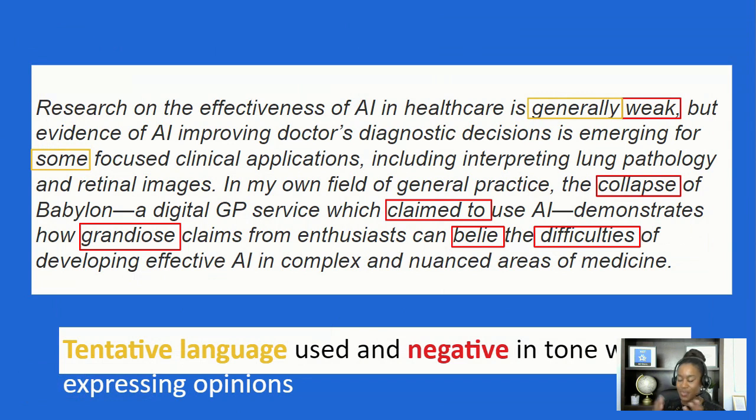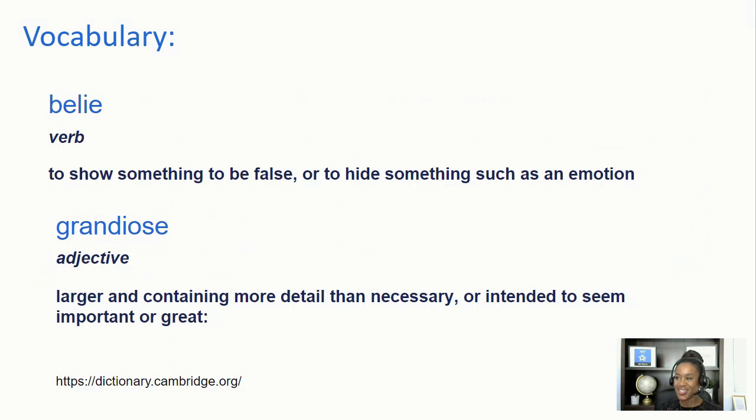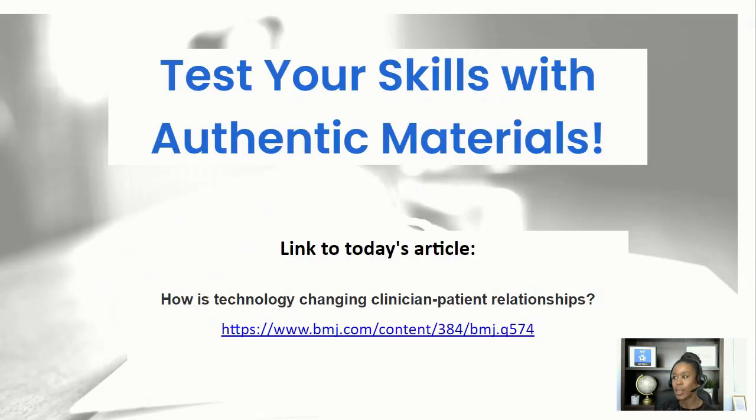So I should say, there are some words here that I think, understandably, you'll find a little challenging, but that's okay. Let's have a look at what they mean. So, belie, you can see the meaning here. Show something to be false or hide something. Okay, so this has got a negative sense. Grandiose also has a negative sense. It's got a critical tone to it. It means larger and containing more detail than necessary or intended to seem important or great. Okay, so this has a negative sense to it as well.